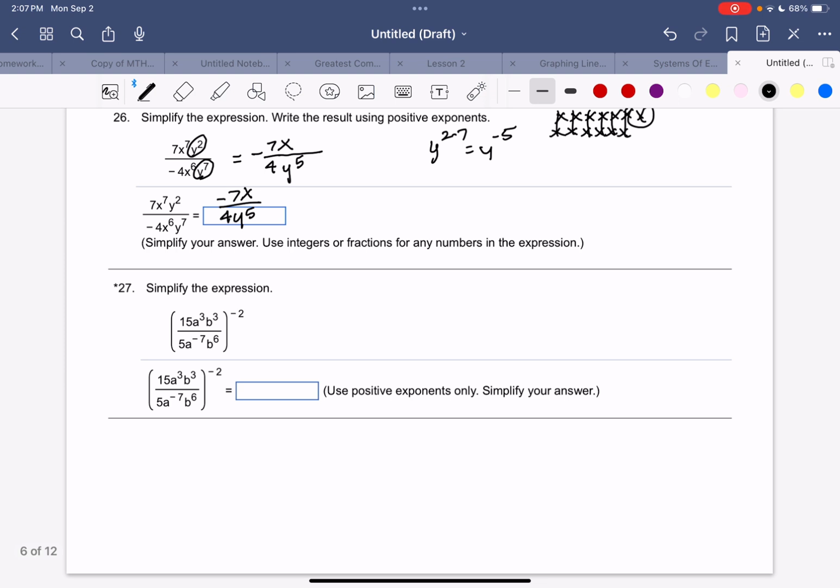And number 27. I would reduce everything inside first that I can. So 5 into 15 is going to give me a 3.